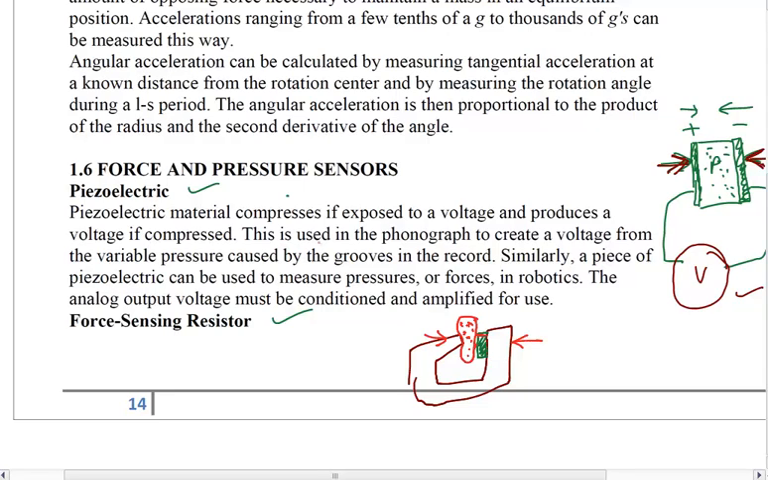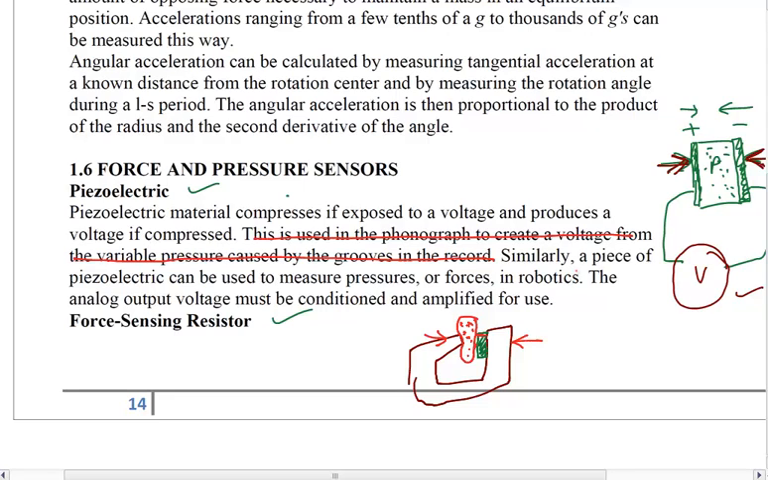Now you might be getting confused when you read that this is used in a phonograph to create a voltage from a variable pressure caused by the grooves of the record. It's basically telling about how a phonograph works, which you have no need to remember, so you can skip that sentence. But basically a piece of piezoelectric can be used to measure forces. That is the basic piezoelectric material.